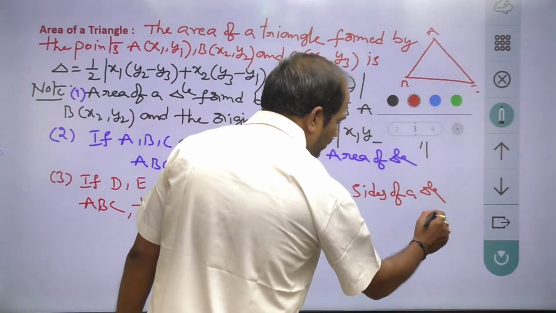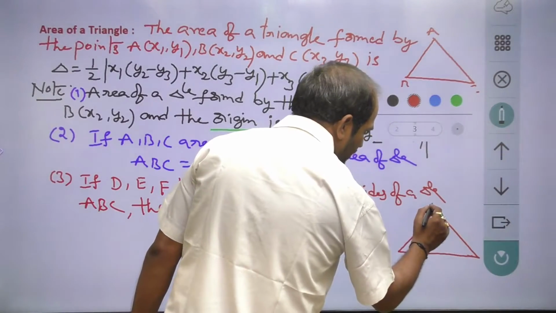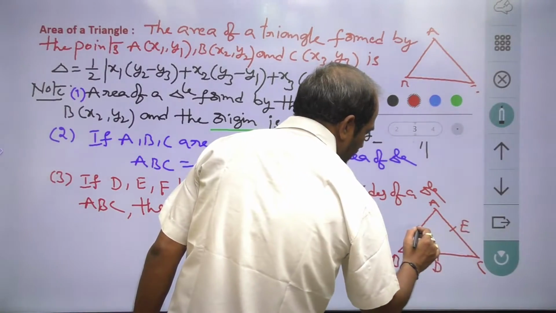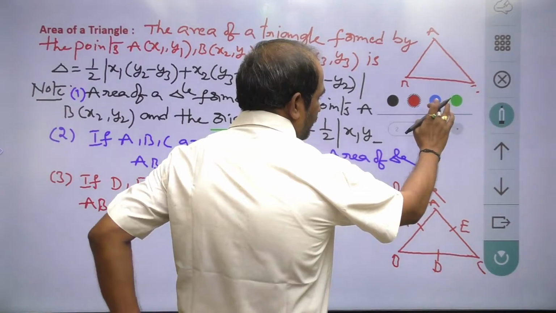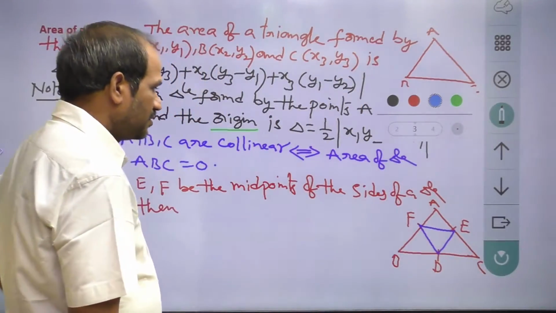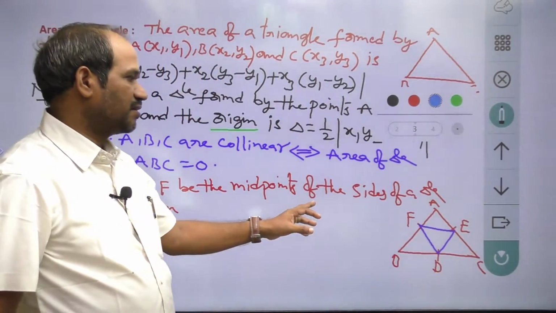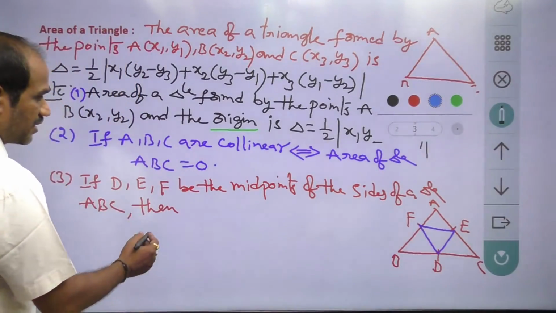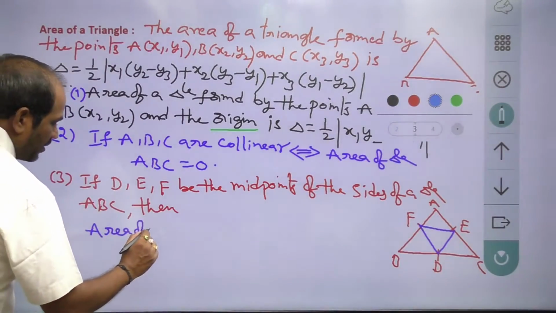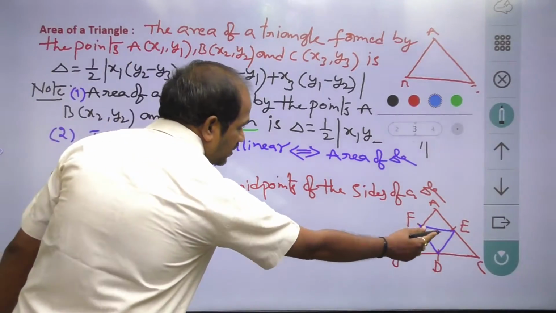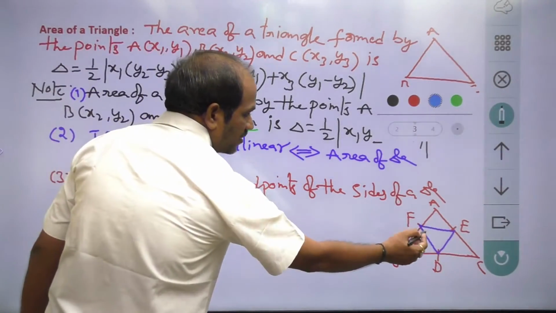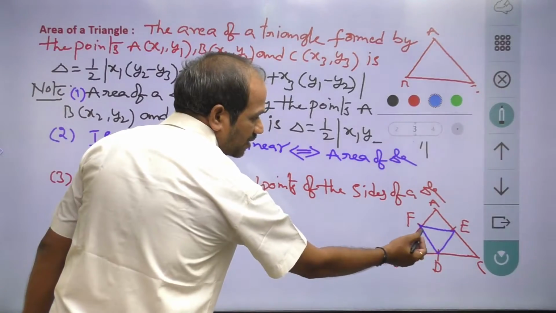take the midpoints. This is A, this is B, this is C. The midpoints are D, E, F. Taking these midpoints, this triangle is formed. If D, E, F are the midpoints of the sides of a triangle, then the condition is: the area of triangle DEF is equal to one fourth of the area of triangle ABC.